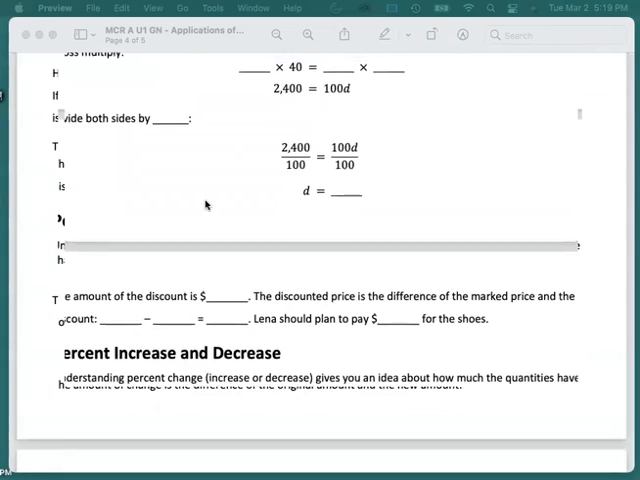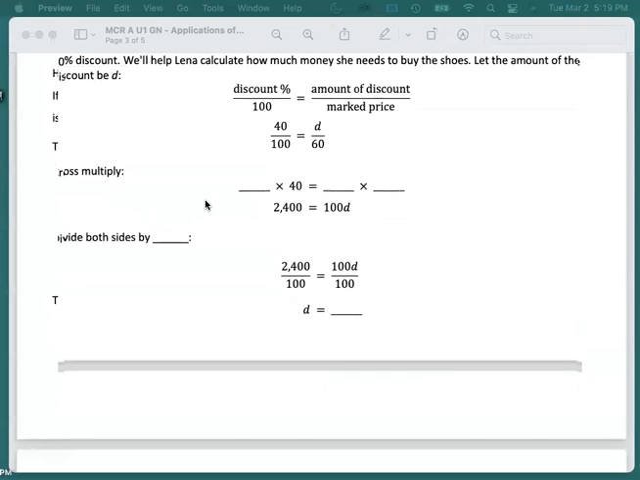The amount of the discount is $24. The discounted price is the difference, subtracting the discount from the marked price. So if it was originally $60 minus $24 equals $36. So she has to pay $36 for the shoes.